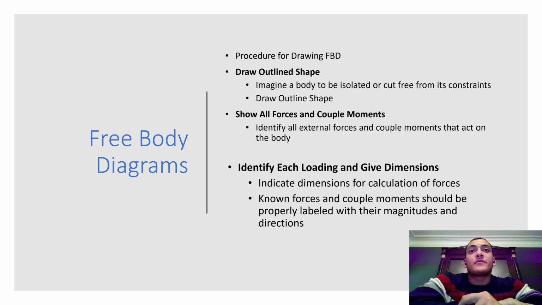So what is the procedure for drawing a free body diagram, or FBD? Draw an outline shape. Imagine the body to be isolated or cut free from its constraints. Show all forces and couple moments. Identify all external forces and couple moments that act on the body. Identify each loading and give dimensions. Indicate dimensions for calculation of forces. Known forces and couple moments should be properly labeled with their magnitudes and directions.